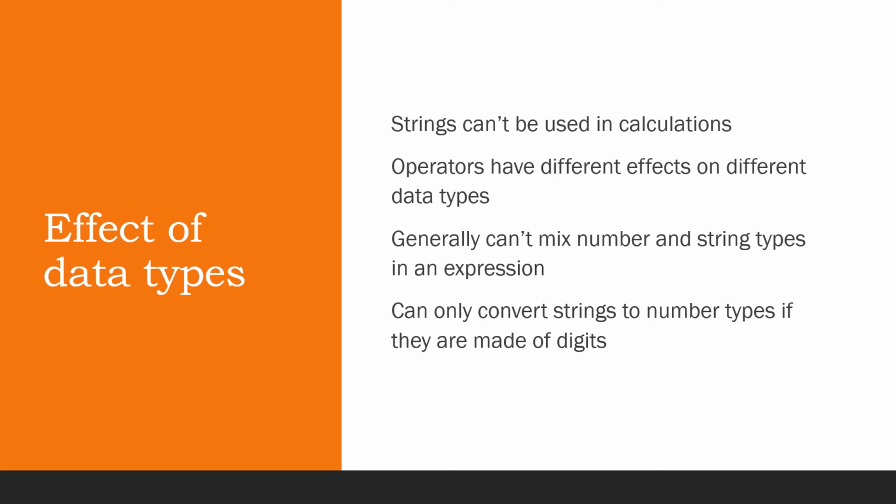We can do it the other way. We can convert a string to an integer or a string to a float, but we can generally only do that if the string is made of digits and the decimal point. So you could try that. Try converting a string that says 9.9 into a float. Try converting it into an integer. And try converting a string like the word hello into an integer. And see what happens when you try all those different things.